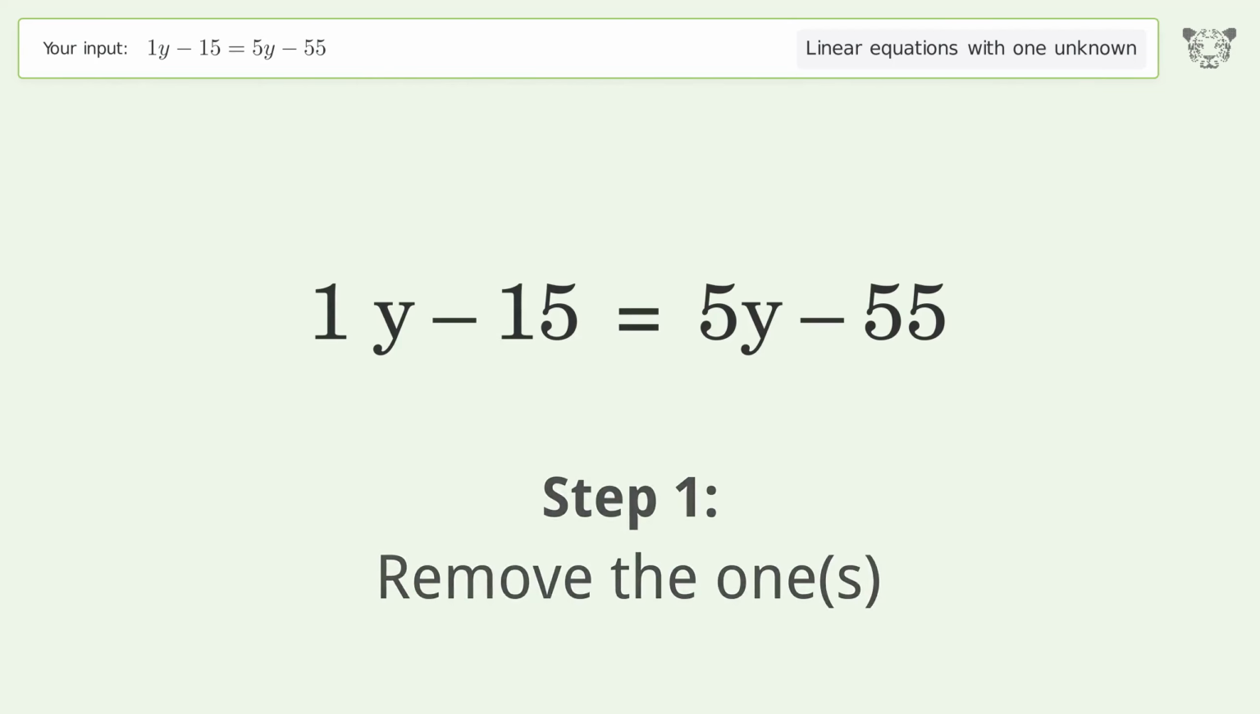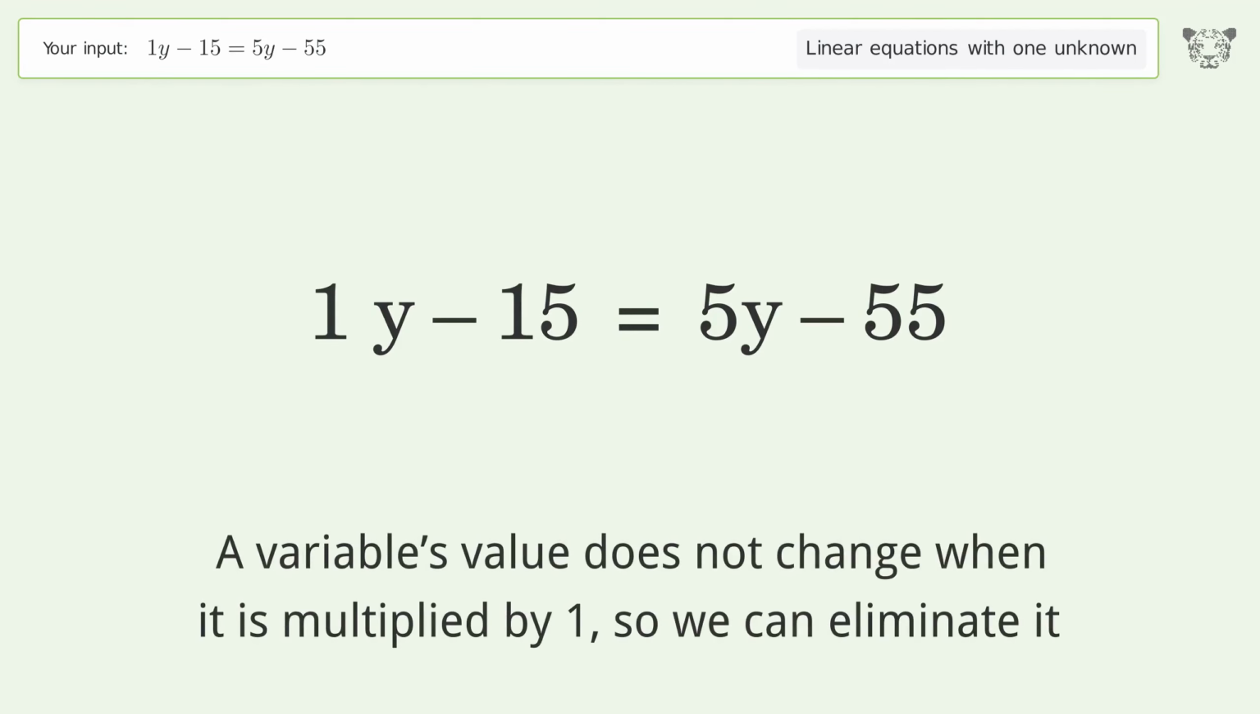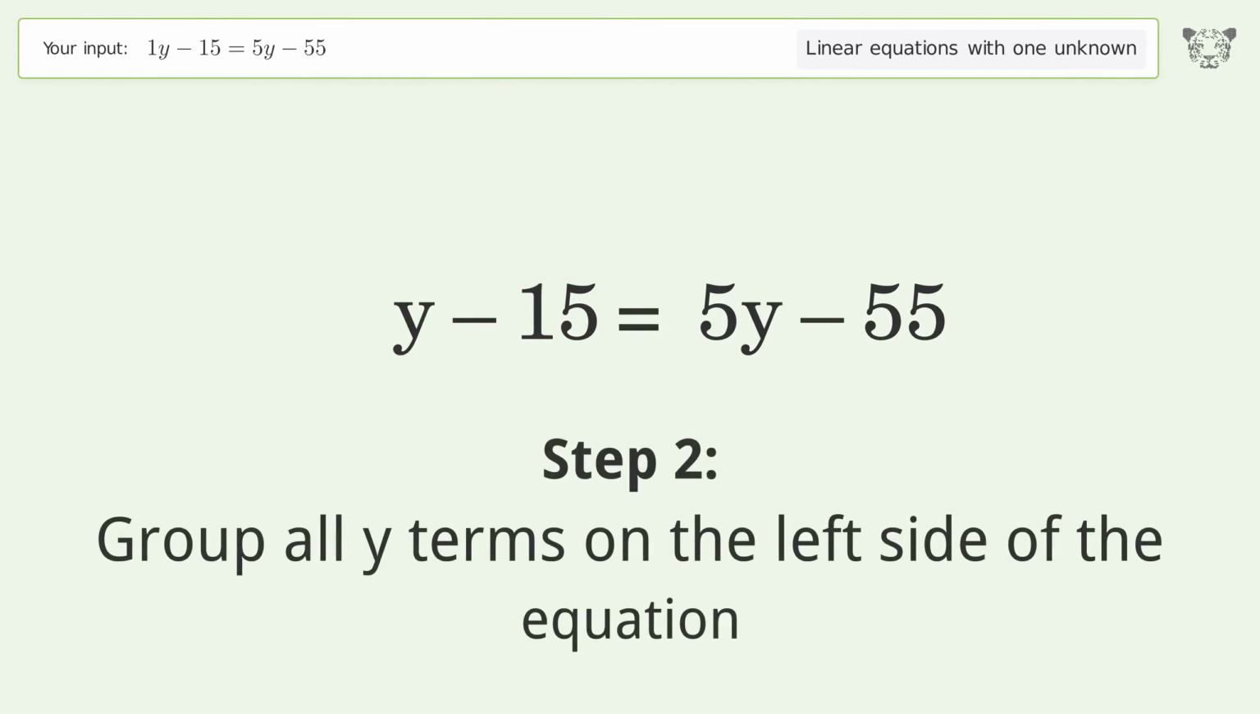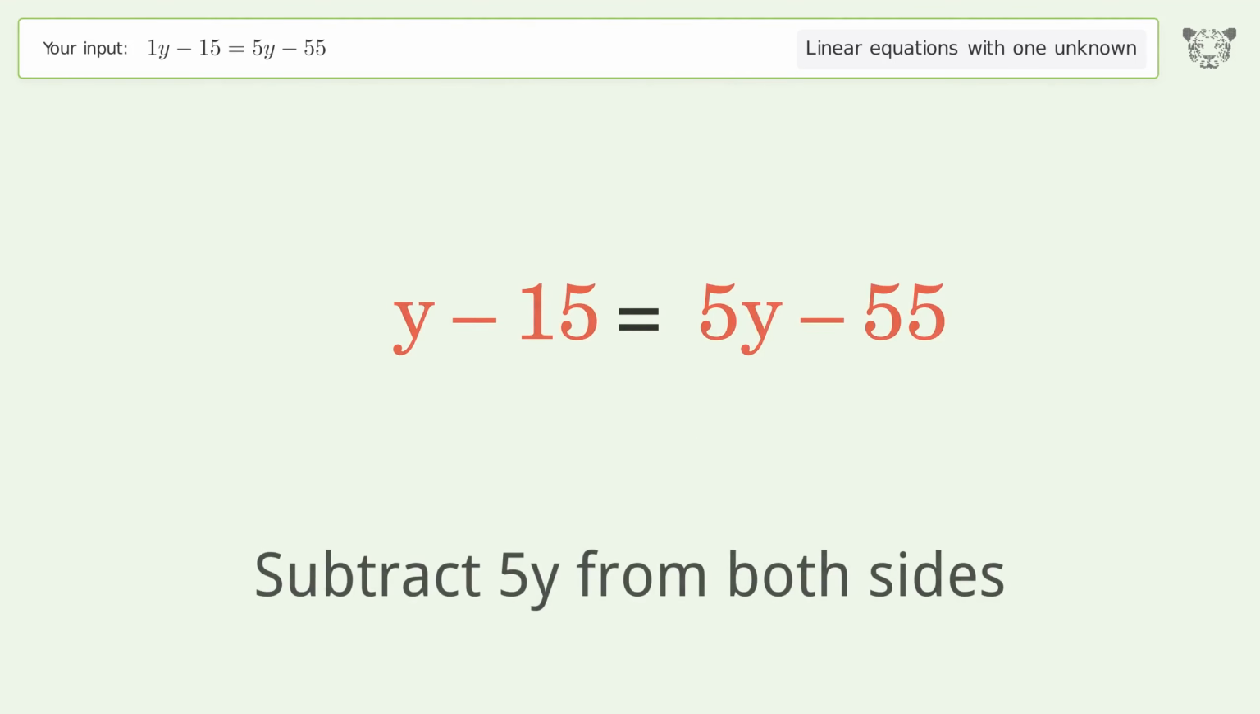Remove the ones. A variable's value does not change when it is multiplied by 1, so we can eliminate it. Group all y terms on the left side of the equation. Subtract 5y from both sides.